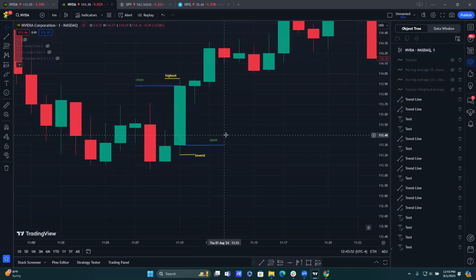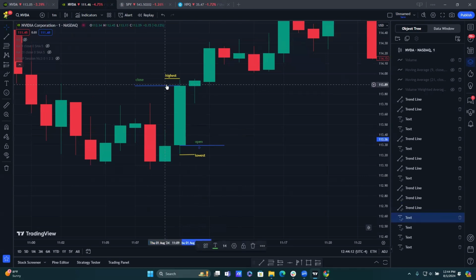At the start, when this 1 minute opened, when the clock struck 11:10, the stock opened at 113.30. This is why I have this blue line here, right? It opens at 113.30.